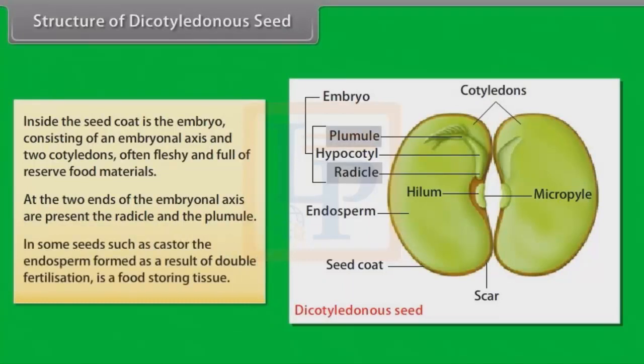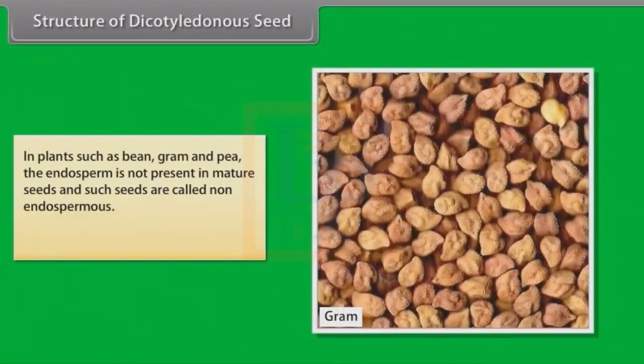In some seeds, such as castor, the endosperm formed as a result of double fertilization is a food-storing tissue. In plants such as bean, gram and pea, the endosperm is not present in mature seeds, and such seeds are called non-endospermous. Example, gram.